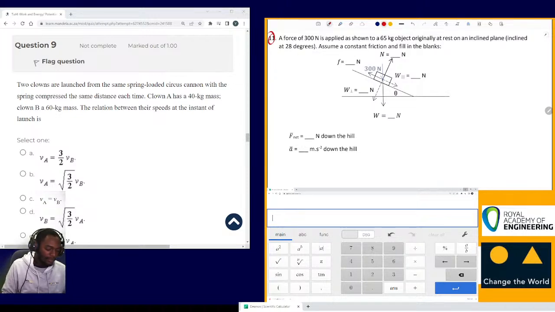Question 11 says a force of 300 newtons is applied as shown to a 65 kilogram object originally at rest on an inclined plane. So it was originally at rest, which means initially u was equal to 0, at 28 degrees. Assume a constant friction. Fill in the blanks.